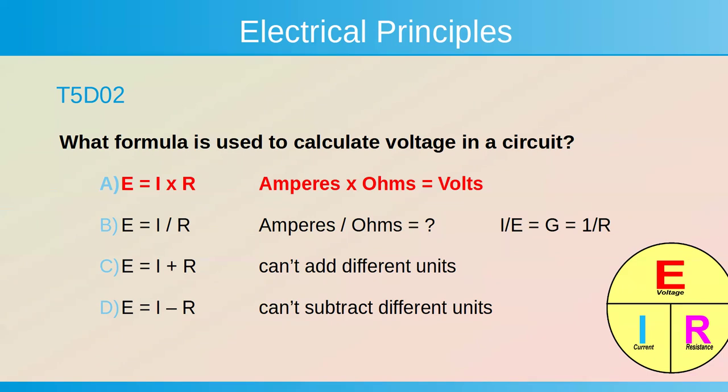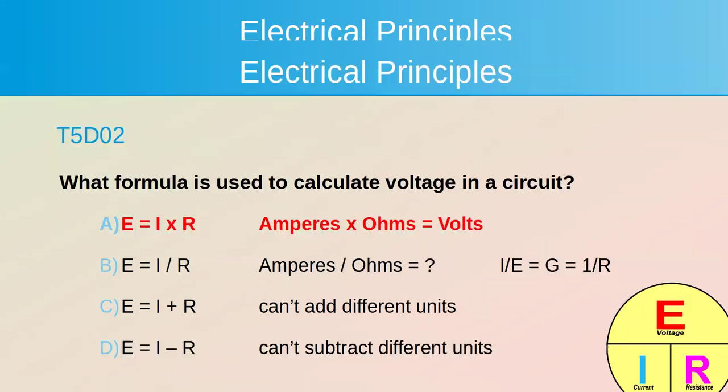Let's see, B was amperes divided by ohms. I have no idea what that is. And you can't add different units. So these are totally different formulas. They're kind of meaningless. So these are one of those examples where there's two obviously wrong. So it had to be either A or B, alpha or Bravo.